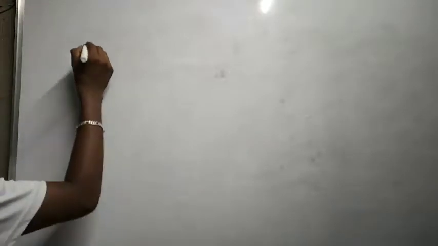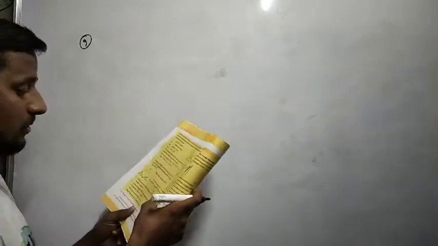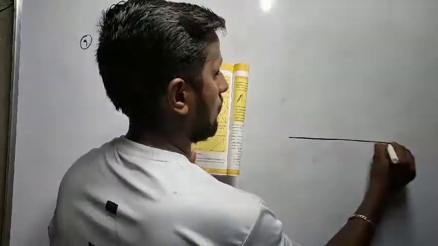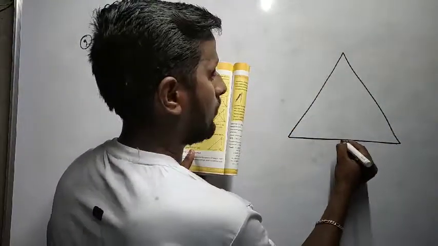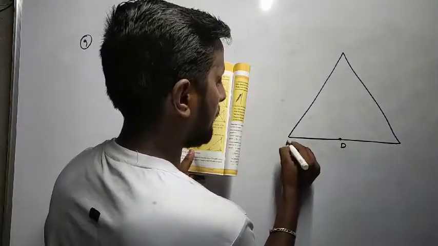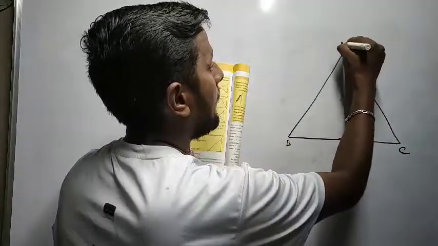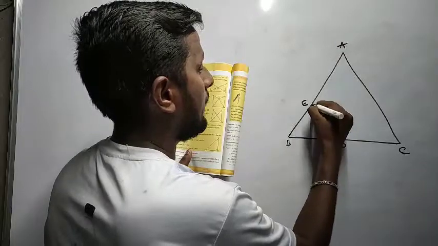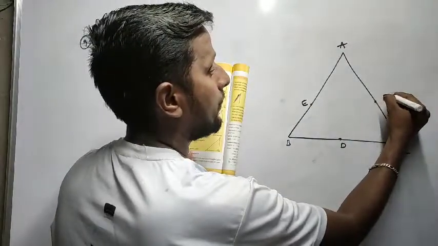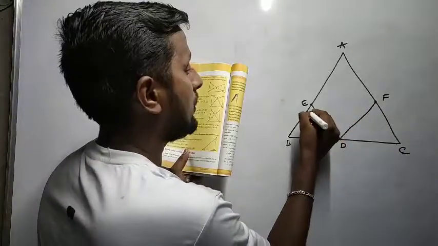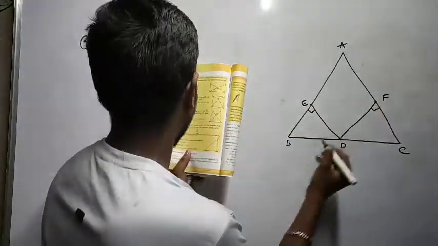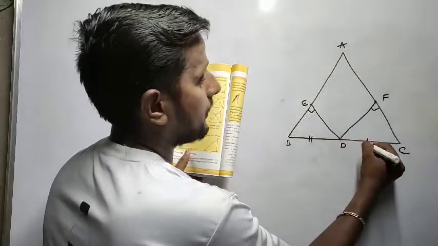Now look at the 9th problem. The 9th diagram is D, B, C, A, and here point E, here point F, and join D. It's mentioned it's a right angle. It's also a right angle. Side, side, side.